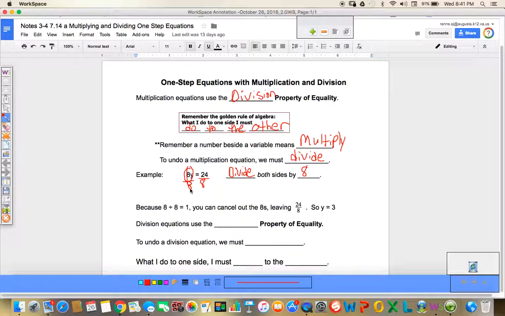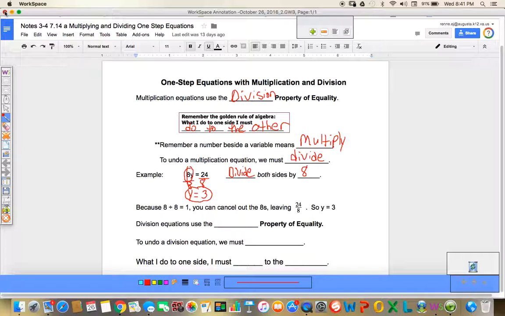And since we can assume if we just have a variable by itself, there's a 1 there, I call it a 1 in disguise. So I don't write the 1y, I just leave it as y. And 24 divided by 8 is 3. So just to recap, because 8 divided by 8 equals 1, you can cancel out the 8s like I did, leaving 24 divided by 8, so y equals 3.